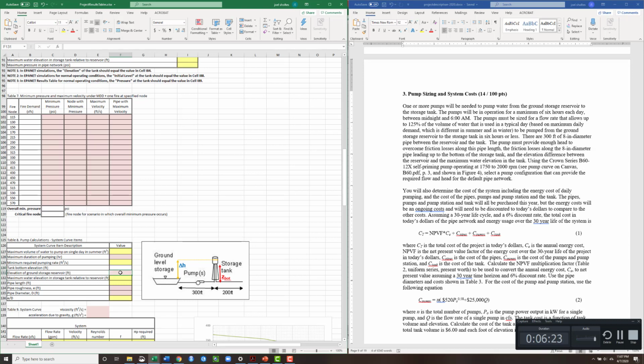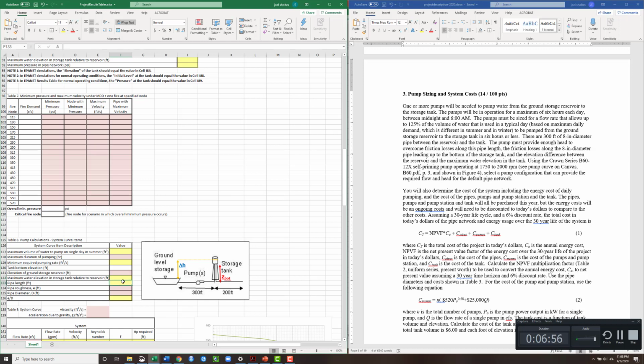storage reservoir. So what's going to be the maximum water elevation difference in the storage tank relative to the reservoir? So this would be the elevation value of the water in the storage tank right here, so delta H compared to the reservoir elevation. And of course, that would be when the storage tank is full.